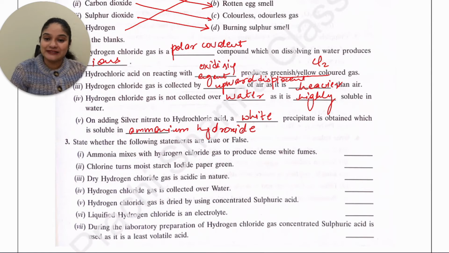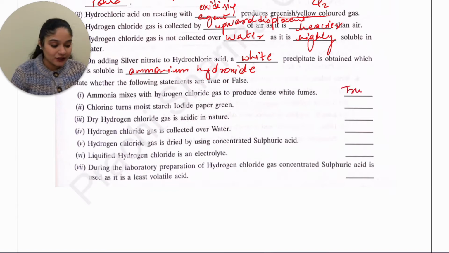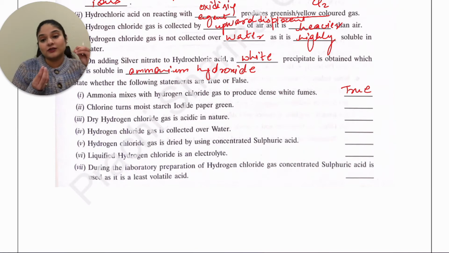Ammonia mixes with hydrogen chloride gas to produce dense white fumes. This is true. This is also a test to check the presence of HCl gas. Take HCl gas in a container, bring a glass rod dipped in ammonia, and you will see dense white fumes. Chlorine turns moist starch iodide paper green. That is false. It turns starch iodide paper blue-black.